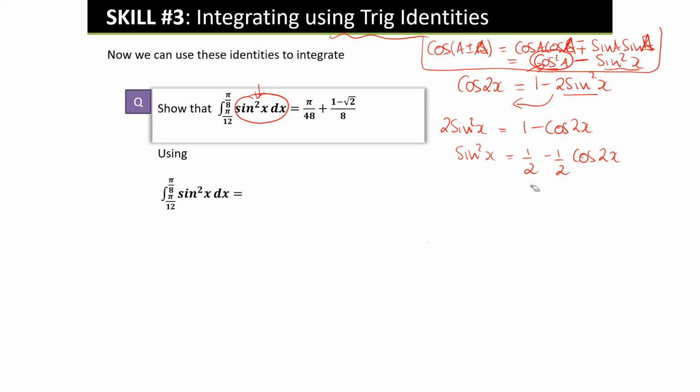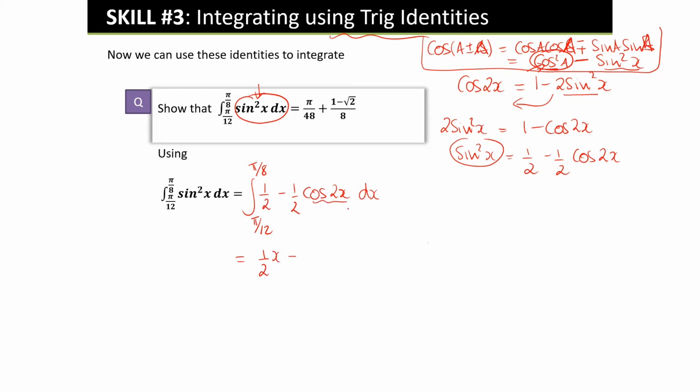And then all we've done is made that sine squared the subject and taken everything to the other side. So instead of integrating sine squared, we're going to integrate a half minus a half cos 2x, and we need to go from pi by 12 to pi by 8. So now it's easier to integrate. We just integrate term by term, move along the bus. So half integrates to a half x minus.